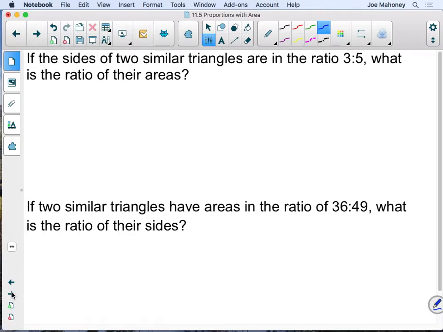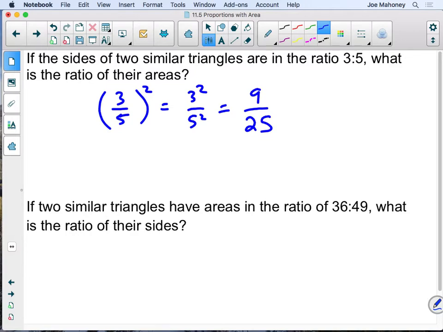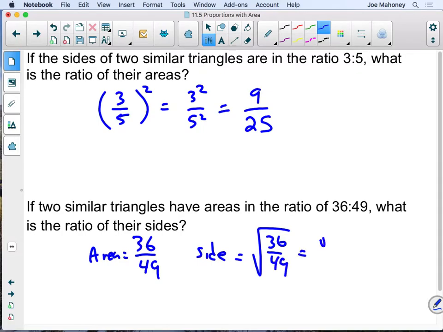So the first one says, if the sides of 2 similar triangles are in the ratio of 3 to 5, what's the ratio of their areas? Well, we know that if the sides are 3 to 5, to get the areas, square it, which is like doing 3 squared over 5 squared. So the ratio of the areas is 9 to 25. And if we go the other way, if the area ratio is 36 to 49, then we want to take the square root of that. So it's the square root of 36 over the square root of 49, which is 6 to 7. So some good things there.